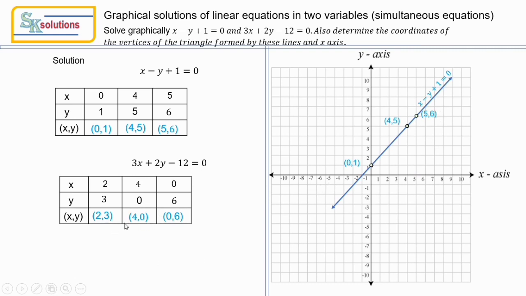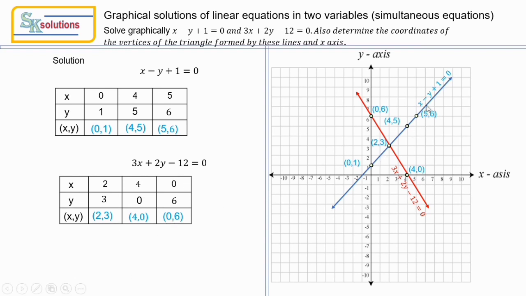Now for the second line, point 2, 3 is here, and 4, 0 is here, and then 0, 6 is here. So they fall in a straight line. We can join the points by using a straight line and write its equation as 3x plus 2y minus 12 equal to 0. Alright.